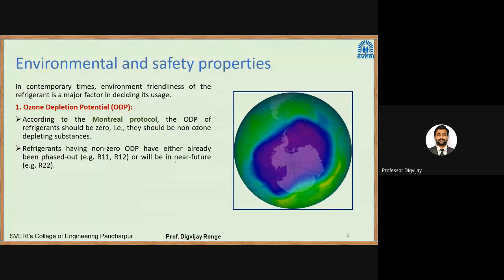Refrigerants having non-zero ODP have either already been phased out, such as R11 and R12, which had a percentage of chlorine, so that is why they were phased out, or will be in the near future, that is R22. That will also be phased out because it is very harmful, as its ozone depletion potential is very high.